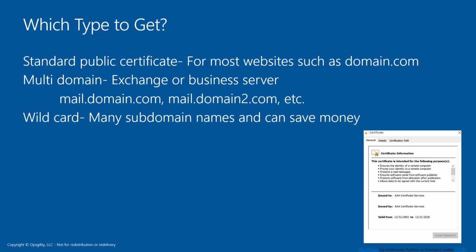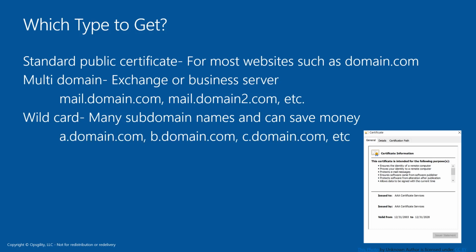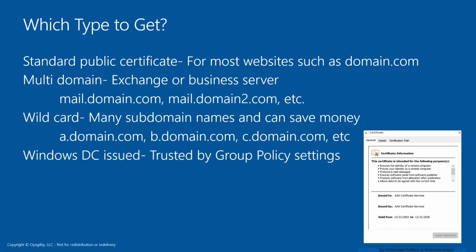The wildcard costs the most of any of these certificates, but you can have many subdomain names, and you can save money if you're going to end up needing to buy a lot of certificates anyway. A good example would be here. We see a.domain.com, b, and c domain, and you can keep going with as many as you want. They all have to end in domain.com if that's the name of your domain, but you can have as many subnames as you like. You can issue a certificate from Windows domain controllers by using the trusted group policy settings.